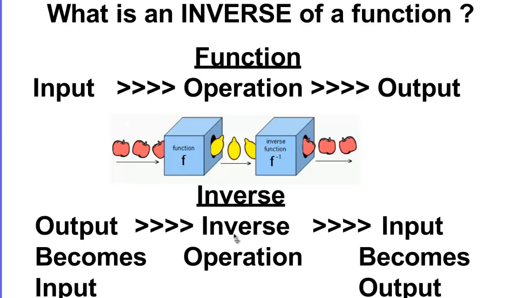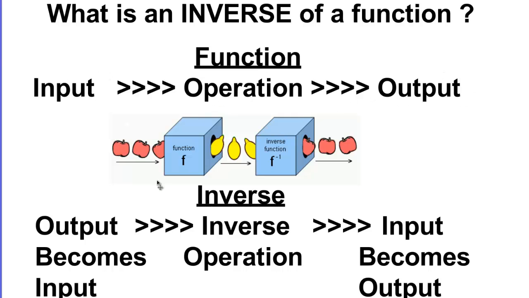And if you recall, if we look at the left part of this diagram here, a function is like a machine. It takes input, in this case apples, it does something to the input, we call that the function's rule, and it creates an output, in this case lemons. Some sort of operation takes an input and turns it into an output.